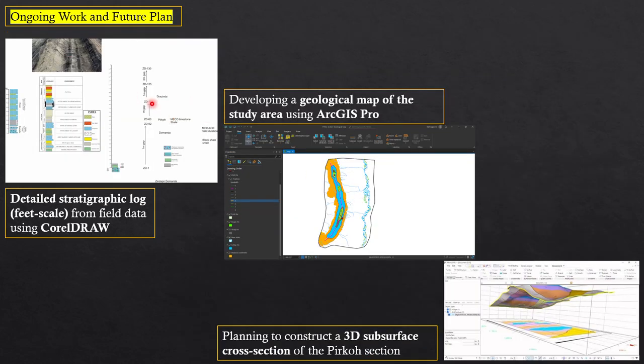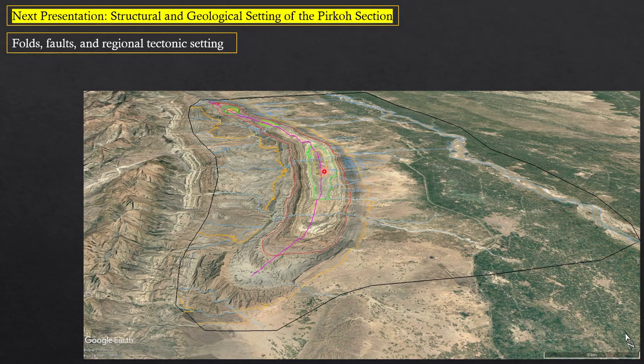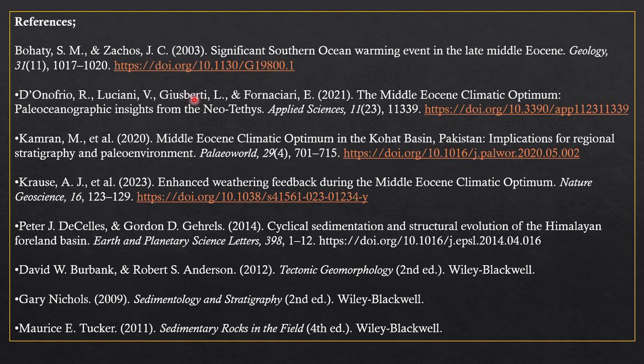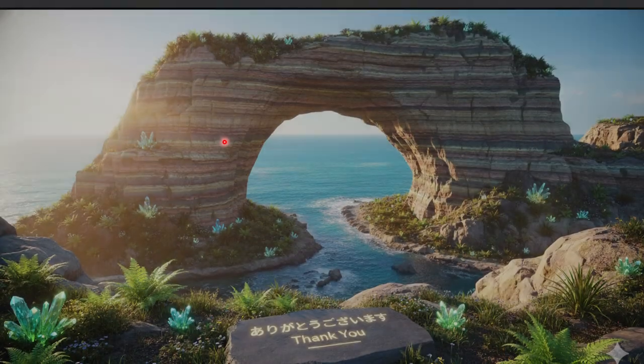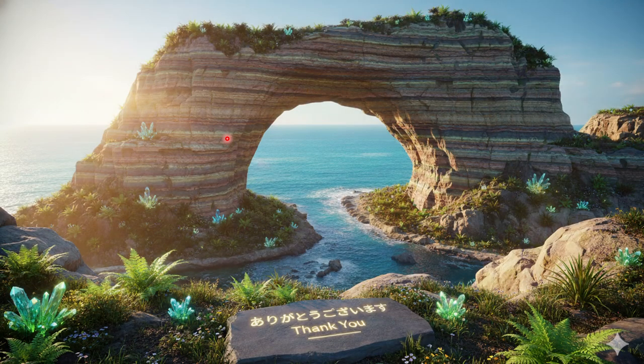Now after that, the next presentation will focus on the tectonism here, and how the geological map is created for this Pirkoh section. So the next presentation is the geological map. This is the reference which you can study for this MECO field outcrop study, from this paper. Thank you so much, and the next presentation will be the geological setting of my study area.